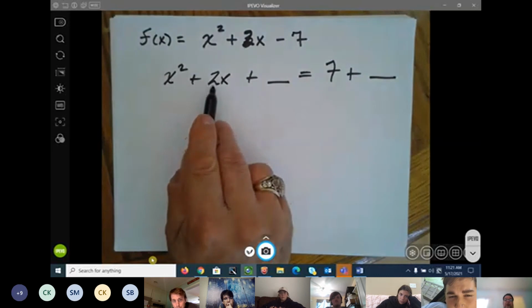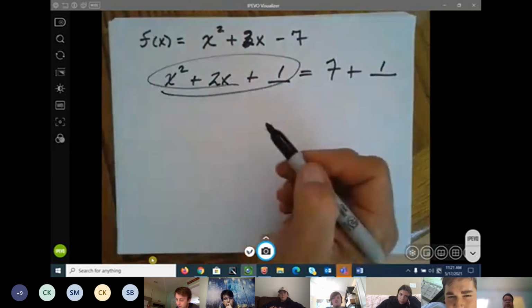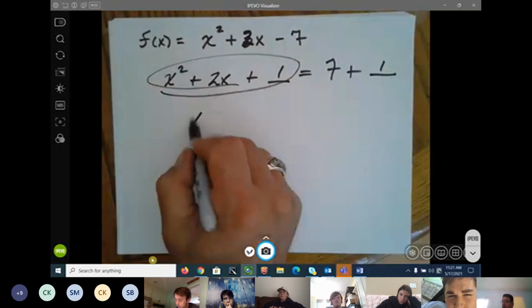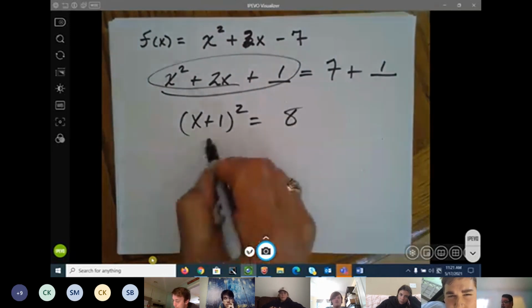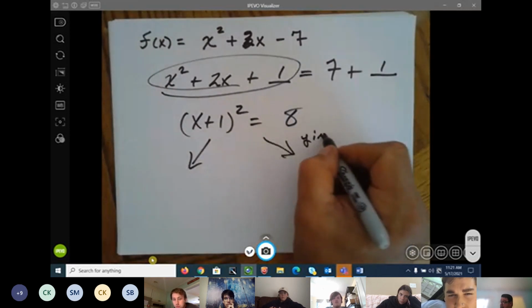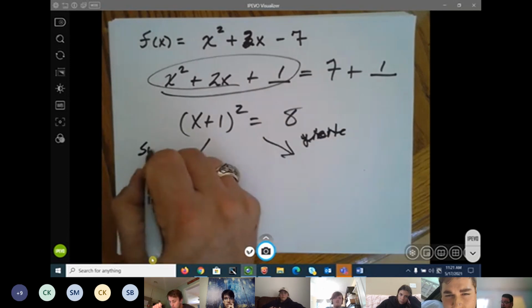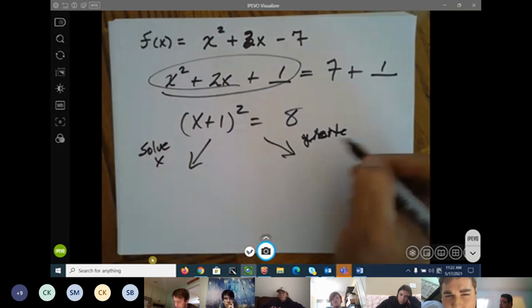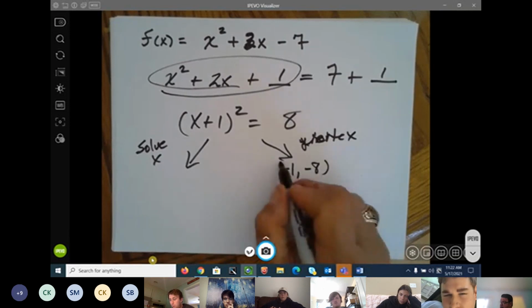Half of 2 is 1. 1 squared is 1. Add that. This gives you shortcut number 2, or number 1, which is x plus 1 quantity squared is equal to 8. At this point, you can go 2 different directions: the y-intercept, the vertex, and solve for x. The vertex is going to be -1, -8.